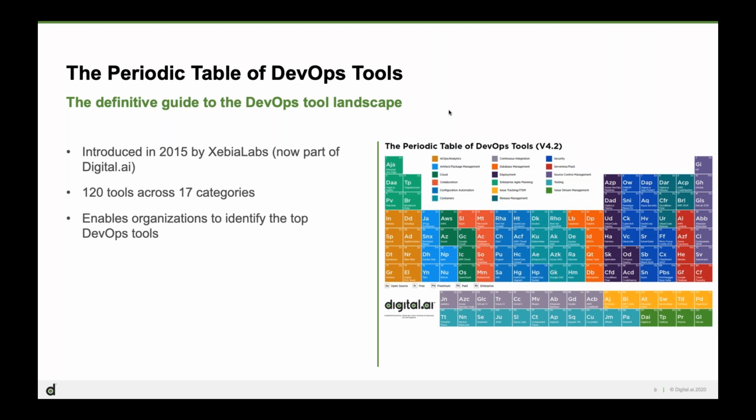The real purpose of the periodic table is that it enables organizations to identify the top, best-of-breed tools across several different categories of DevOps. As you can see by the different colors on the table, each color represents a different tool category, from AIOps to cloud to release management. By looking into these categories, you're able to learn about some of the top performers that could be investigated as part of your solution.